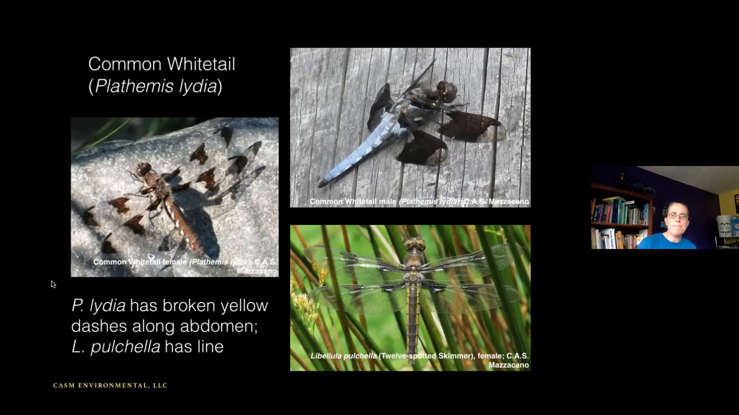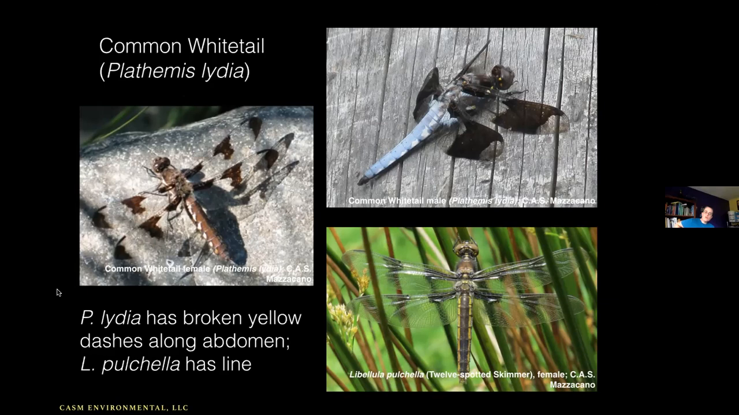The difference here is, and there is a female twelve-spotted skimmer on the lower right for comparison, the twelve-spotted skimmer has a continuous yellow line going down each side of the abdomen. Look at the common whitetail female. There is still yellow on the sides of the abdomen, but it's like an angled dash on each segment. It is not a smooth line.